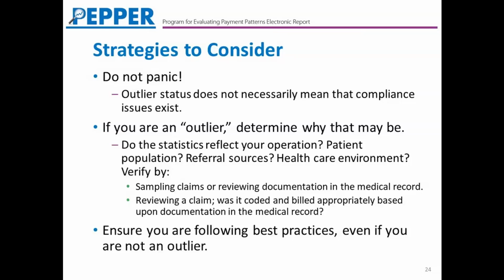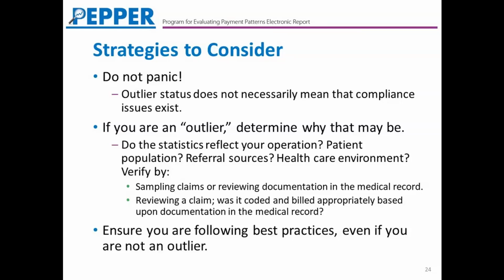All right, let's talk about some strategies. If you get your PEPPER and you see a lot of red indicating that you are a high outlier, please don't panic. Remember that just because you're an outlier in your PEPPER, it doesn't mean that any compliance issues exist, and it doesn't mean that you're doing anything wrong. But again, we encourage you to think about why you might be an outlier for those statistics in your PEPPER.